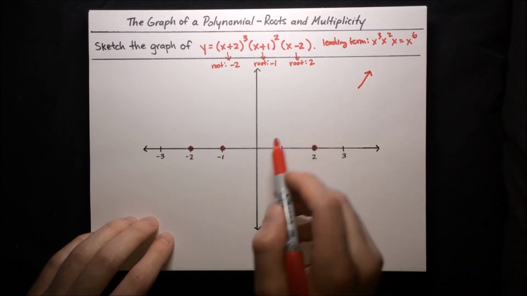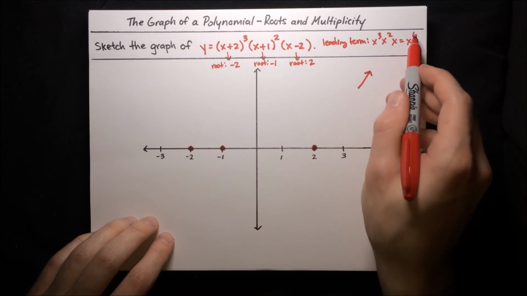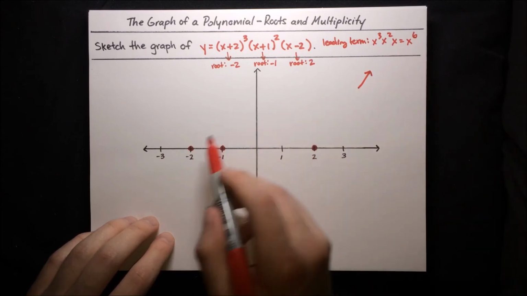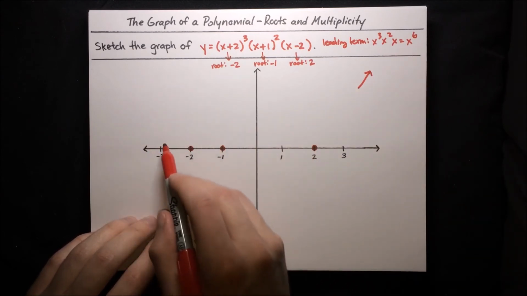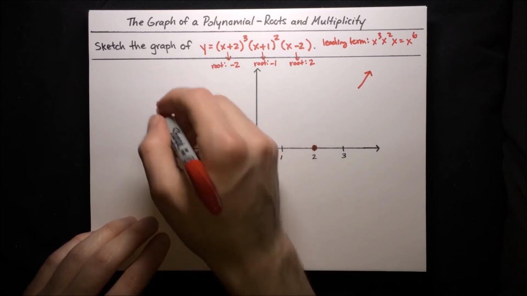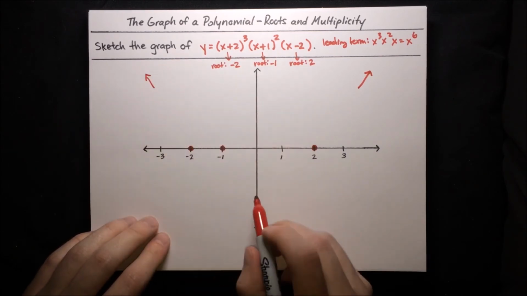And how about when we plug in negative numbers? Well, a negative number raised to an even power is still a positive number, so end behavior as x goes to negative infinity, y is still going to positive infinity. So it's going to look something like this.